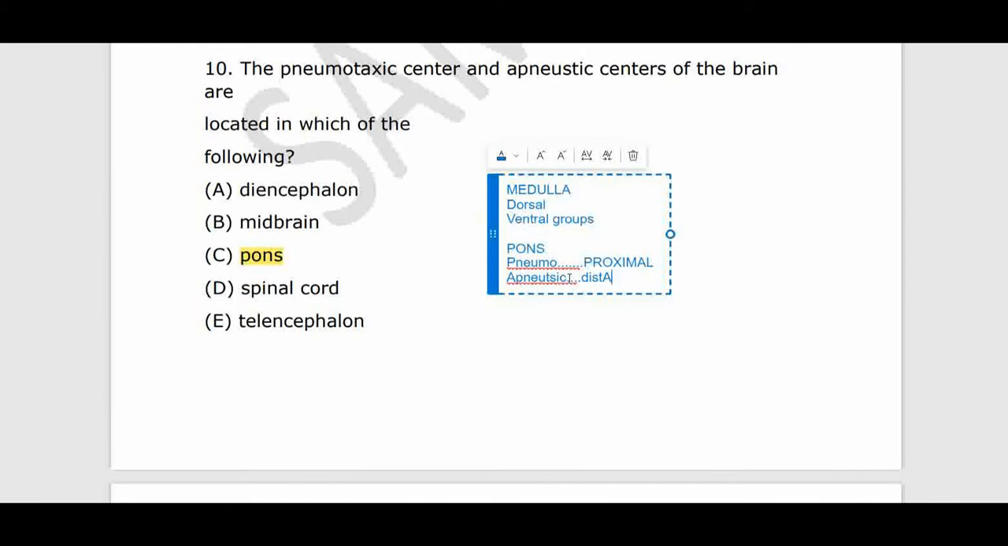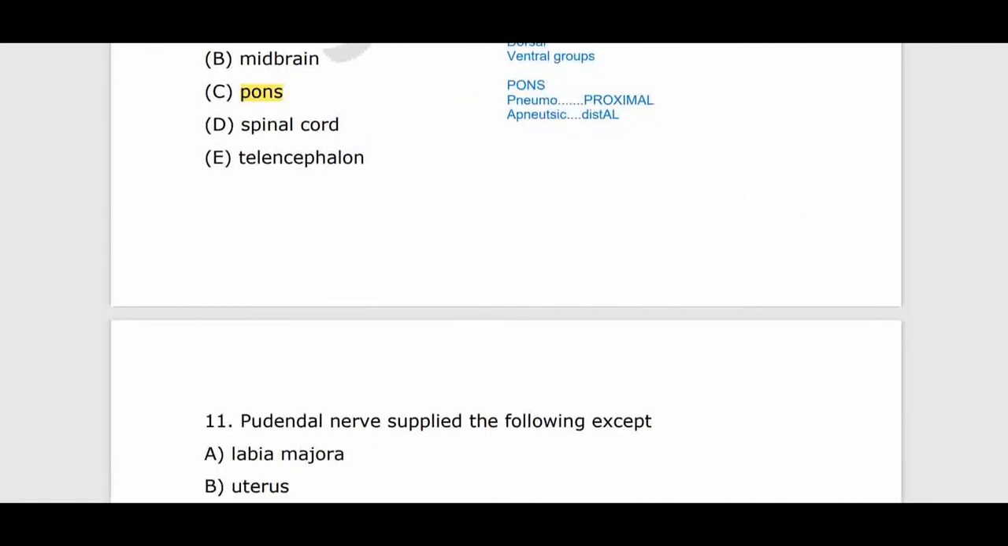What that means is that the upper pons contains the pneumotaxic center, and the lower pons contains the apneustic center. All right, and the two centers will regulate respiration. But remember, as I said, the dorsal group of respiratory neurons in the medulla is actually the main respiratory center.